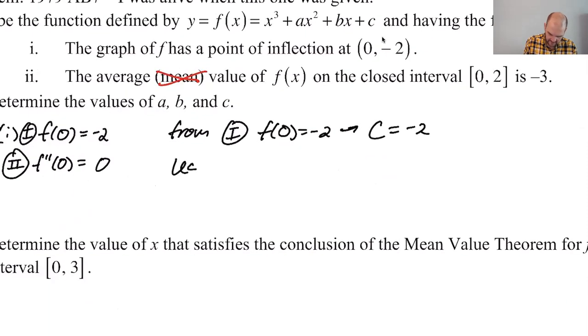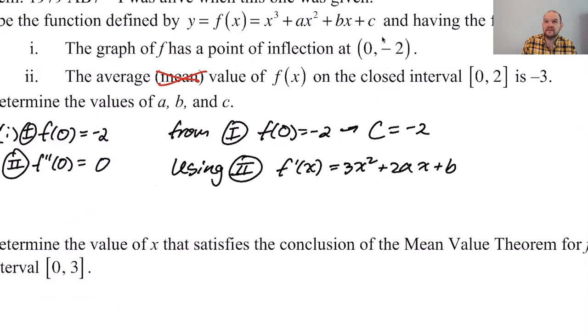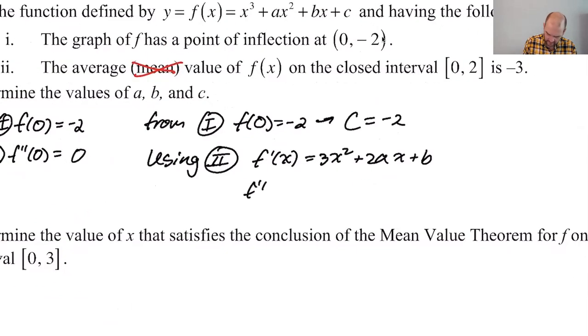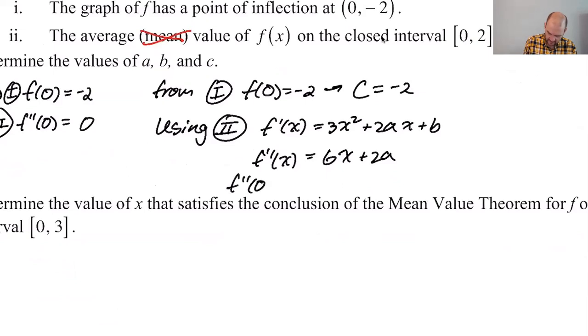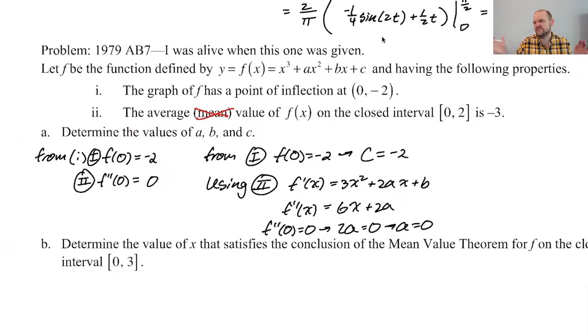And then using 2, f prime of x is 3x squared plus 2ax plus b. And then f double prime is going to be 6x plus 2a. And f double prime of 0 equals 0, which means that 2a equals 0. So a is 0. A is 0? Oh yeah, a is not the coefficient of x cubed. I always feel like it should be ax cubed. So I know a and I know c.